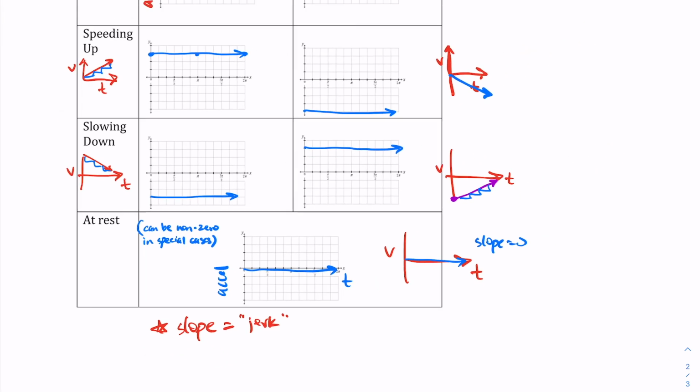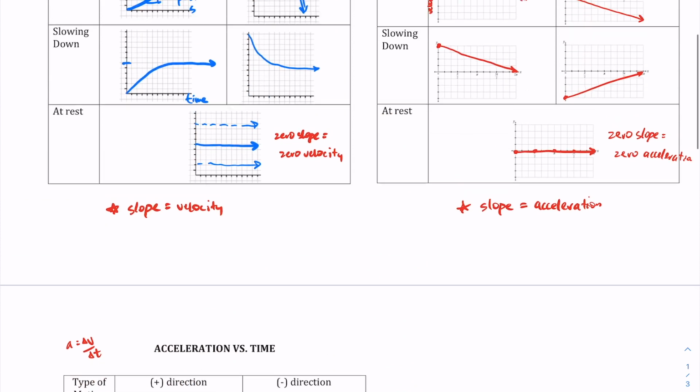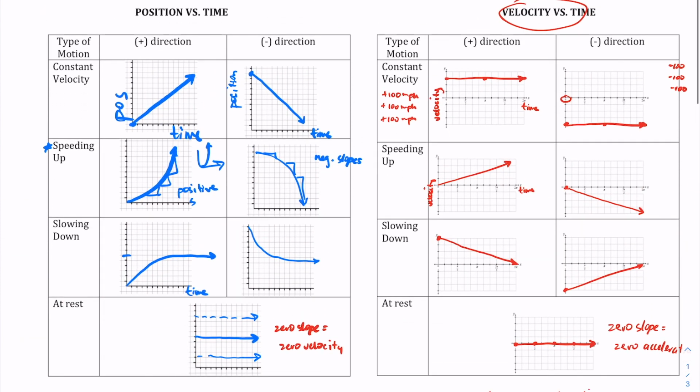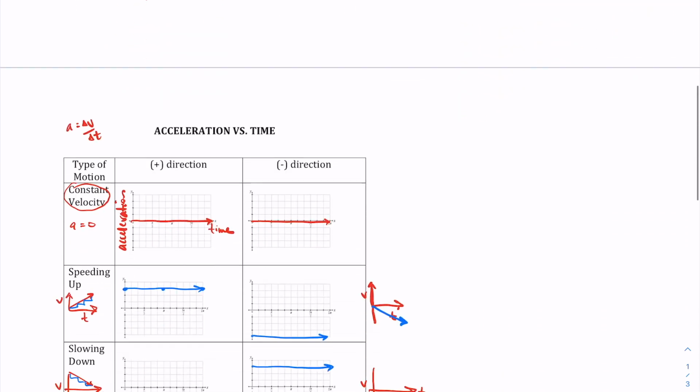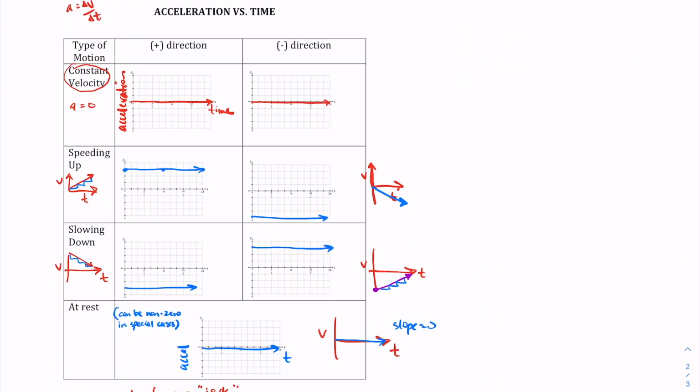All right, so that is motion graphing in 3 different views: position, velocity, and acceleration. Notice how we lose some detail as we take the slope each time, ending with acceleration, which really gives us the least amount of detail.